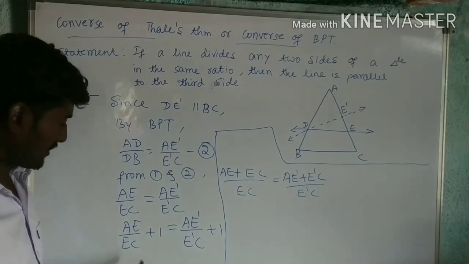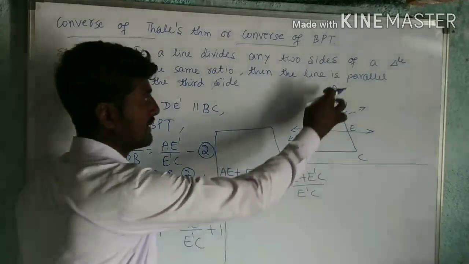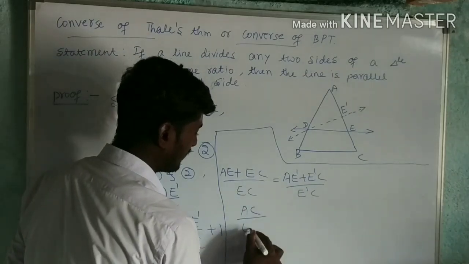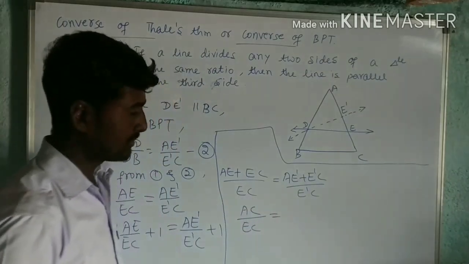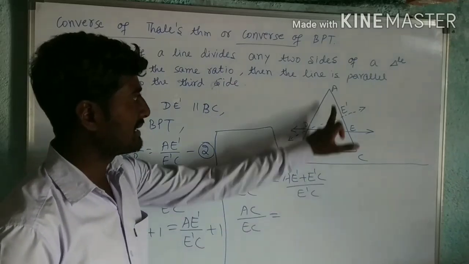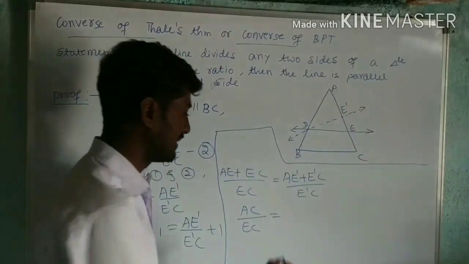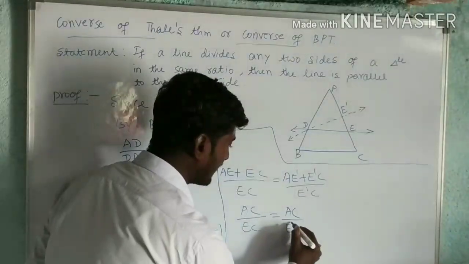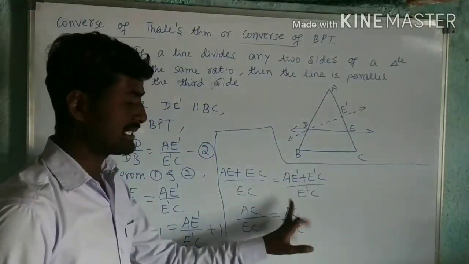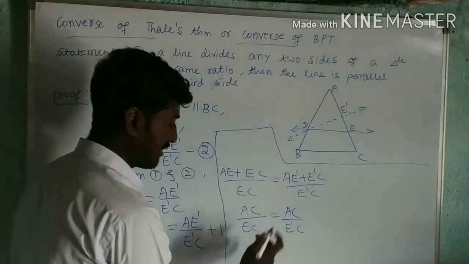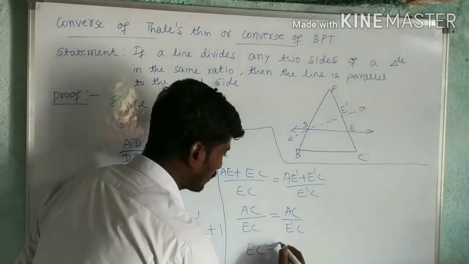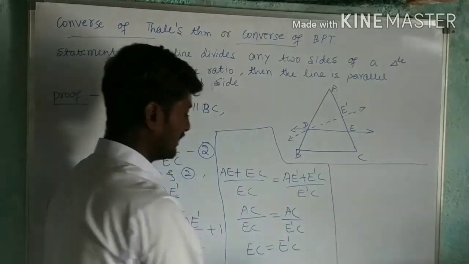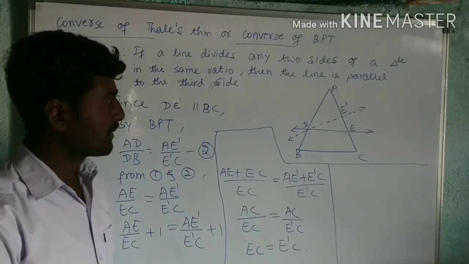By taking LCM. Next, AE plus EC is nothing but AC divided by EC is equal to, next, AE dash plus E dash C, that is also AC divided by E dash C. Now AC will get cancelled. Next I will get EC is equal to E dash C. Now here actually I am getting EC is equal to E dash C.